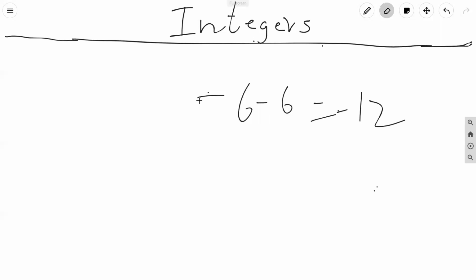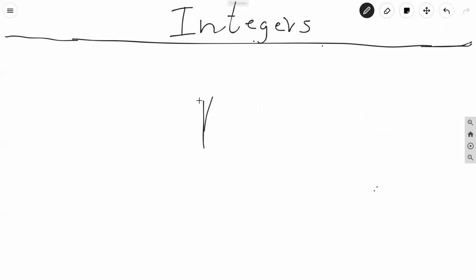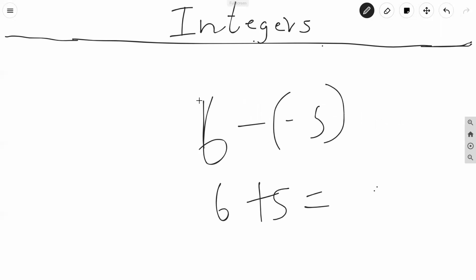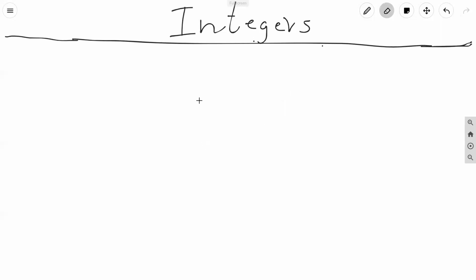Okay, so now let's talk about plus and minus. If you're adding something like this, let's say 6 minus minus 5, then this equals 6 plus 5 equals 11. Okay, so we know those, right? But what if there's something like this, minus 6 plus 5?